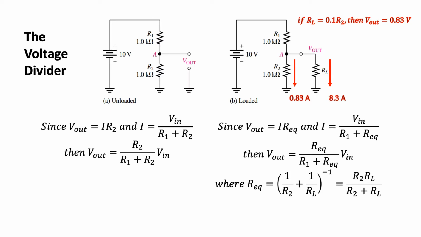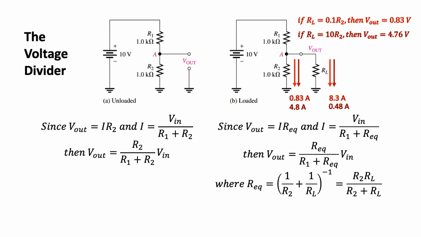On the other hand, if RL is equal to 10 R2, then Vout is equal to 4.76 volts. In this case, the current through R2 is 4.76 amperes and through RL is 0.48 amperes. The current changes through R2, but not so much. The output voltage is near ideal. So the voltage across the load is appropriate.